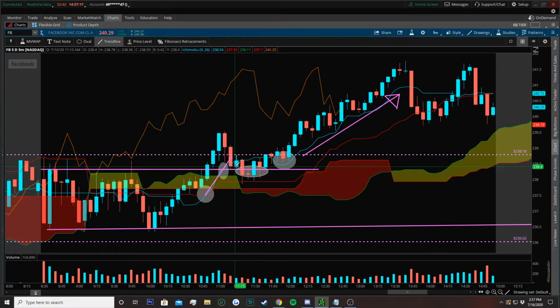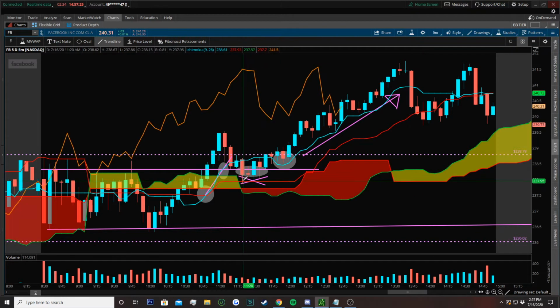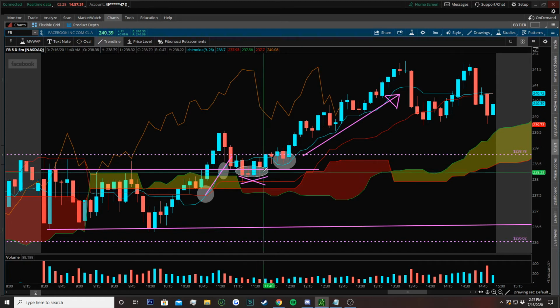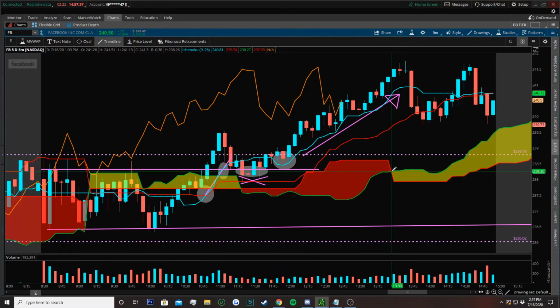Then you come down here. Now you're testing your consolidation line while still above the cloud. You even came down and tested the Kijun, which was that red line I was telling y'all about. So now you're in some kind of tricky waters. You're still bullish, but there's a small chance you break down, but you're still above the cloud. The cloud hasn't twisted yet.